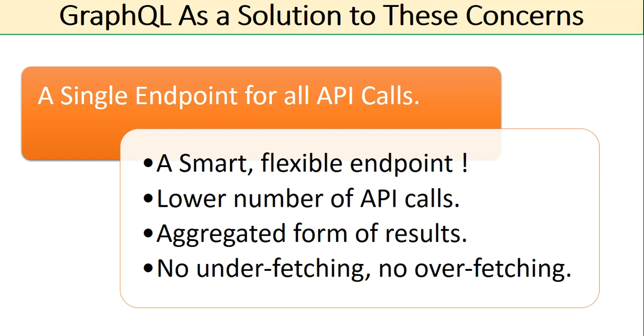Internally, on the server side, the server may retrieve the data concurrently from multiple tables or multiple sources of data. But that's not the headache of the client. The client will receive the data in the aggregated form. So essentially you resolve the problem of underfetching, and you resolve the problem of overfetching, because nothing more, nothing less, only whatever the client needs is returned back to the client.